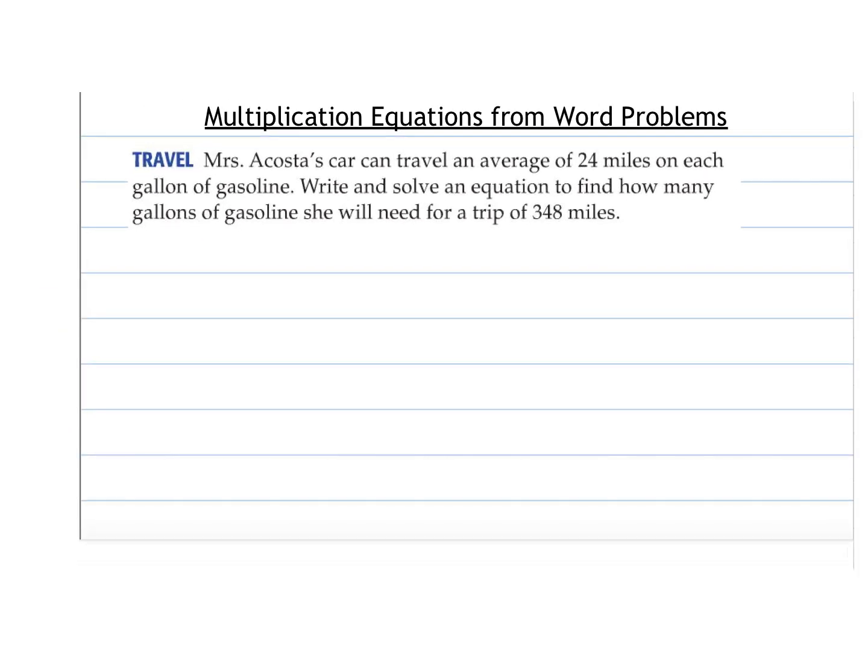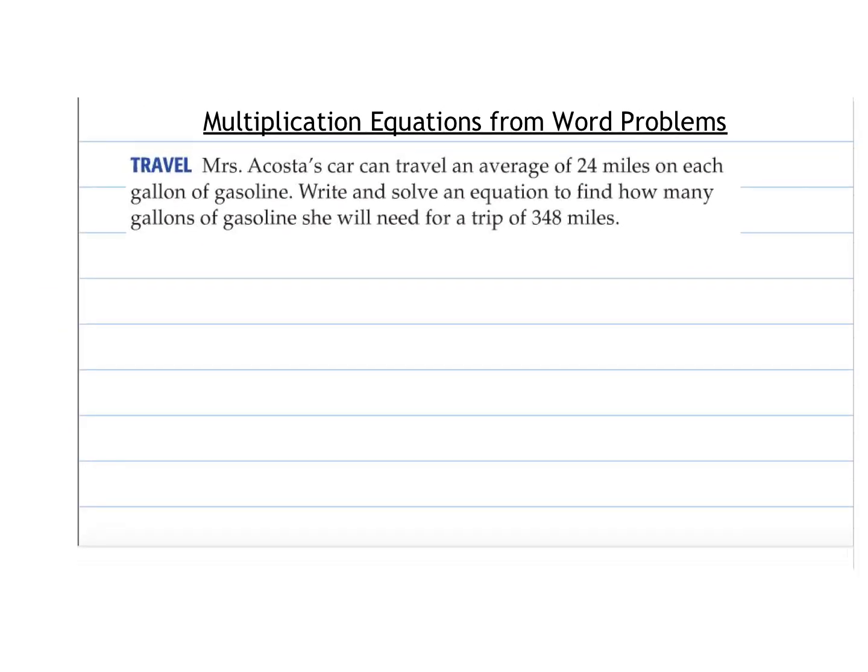Okay, we're going to do a couple of word problems. Mrs. Acosta's car can travel an average of 24 miles on each gallon of gas. Write and solve an equation to find how many gallons of gas she will need for a trip of 348 miles. So I know that she goes 24 miles per gallon of gas, and we want to know how many gallons for 348 miles. So 24g equals 348.